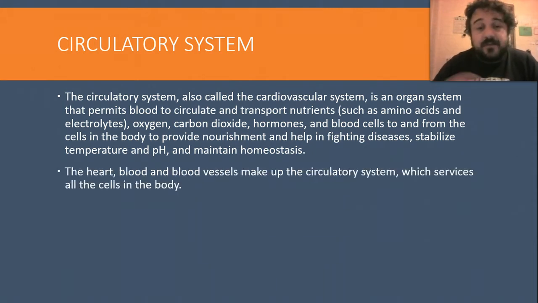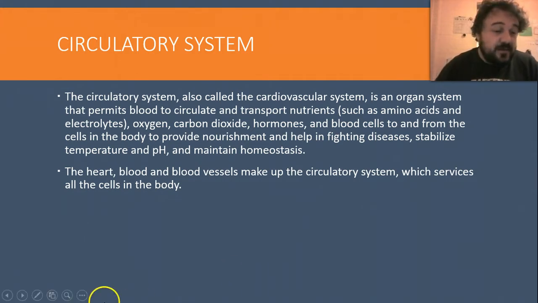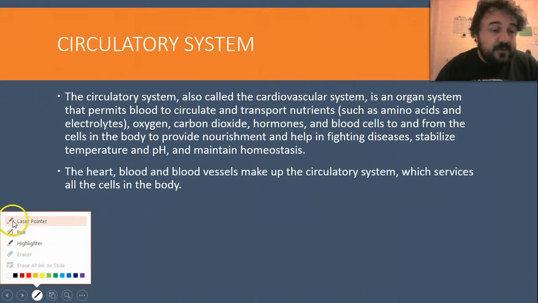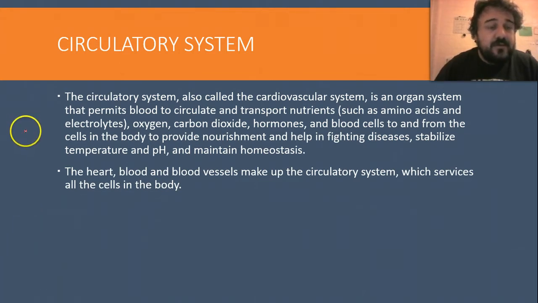All right, so now the heart, the blood vessels, and the blood. There are three types of blood vessels. We're not going to look at them today. We'll look at those more in class. They make up the circulatory system. These service all of the cells in the body. Actually, we will look at two, very quickly. You have veins, and you have arteries.